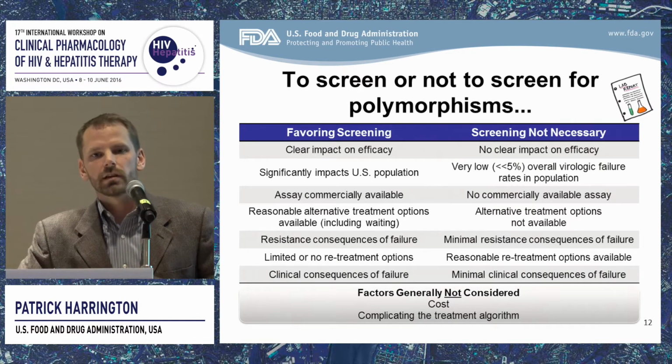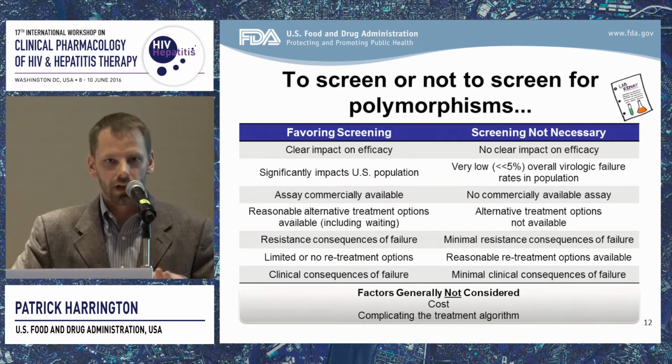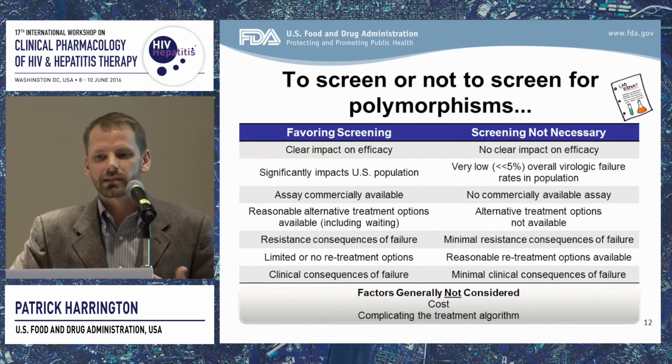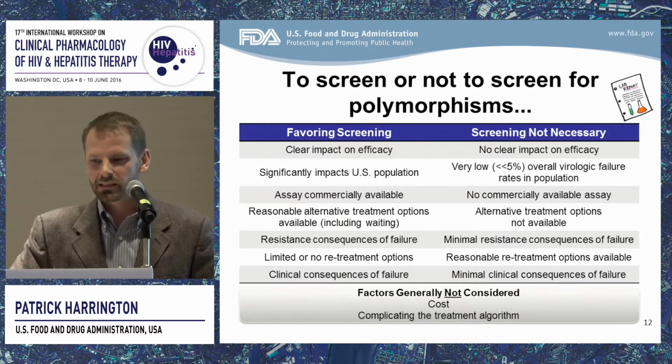So for cost, yes, the assays are not free, but my understanding is they're in sort of the hundreds of dollars range, which when you put that in the context of the cost of treatment, we're talking about essentially less than a day of treatment to do a resistance test.